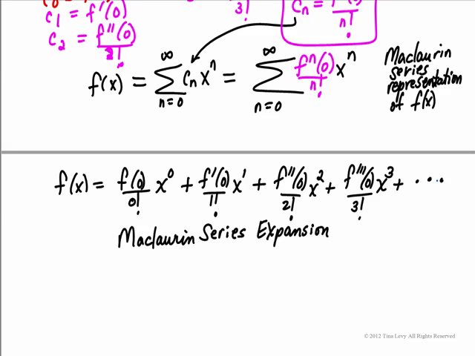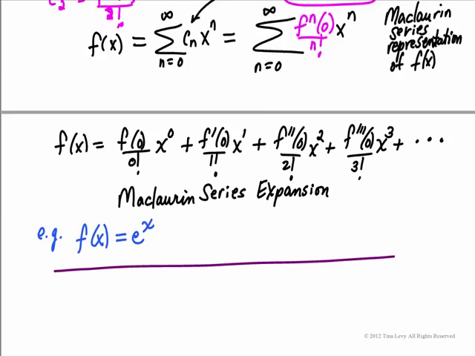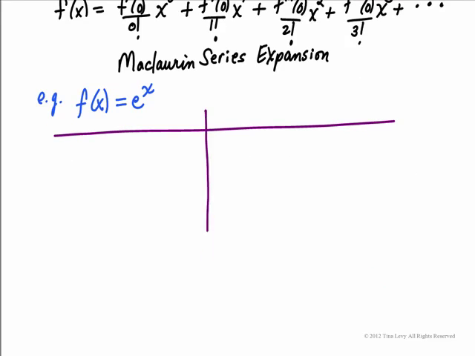As an example, we are going to create the Maclaurin series expansion for the function f of x is e to the x. What we're going to do is, first, we're going to get the derivatives of the function. That's our first step. Then our second step is we will set x equal to 0.